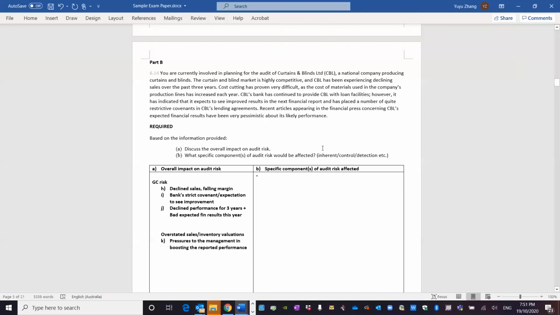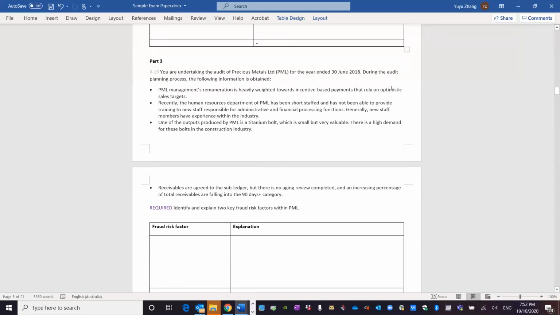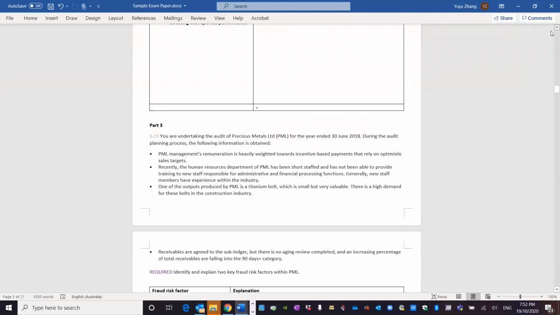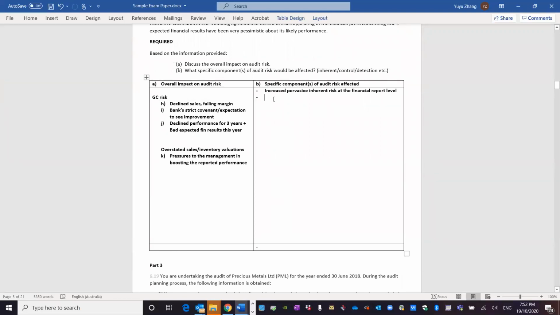So for the components of audit risk, we know that includes inherent risk, control risk, and detection risk. Right? So your further analysis will be relevant to those, will be analyzed around those three components. So for example, increased pervasive inherent risk at the financial report level. So you could do a further explanation.